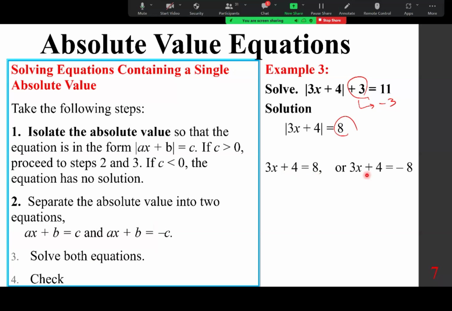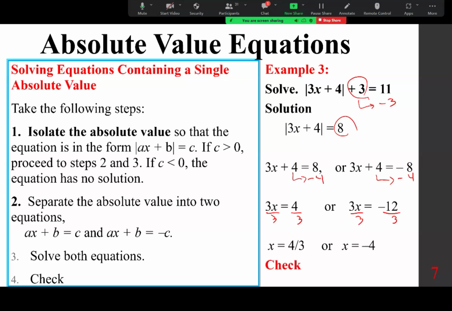So this one and this one, both of them, move the 4 to the other side. The first one, 3x equals 4, and the second one, 3x equals -12. Divide by 3. x is 4/3, or x is -4. And as always, you must check, everybody.